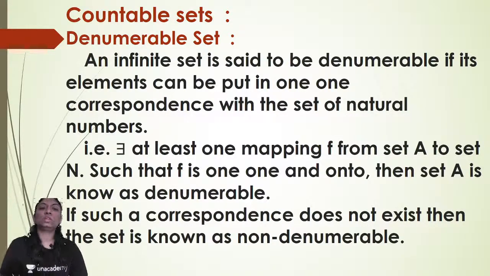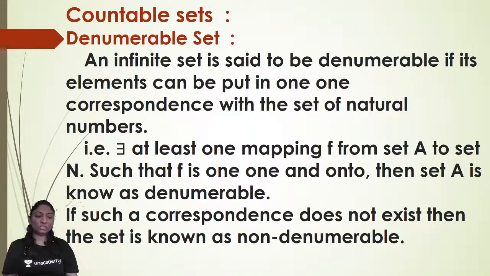What is the definition of countable sets? An infinite set is said to be denumerable if its elements can be put in one-to-one correspondence with the set of natural numbers. That is, there exists at least one mapping F from the set A to the set N such that F is one-one and onto, then the set A is known as a denumerable set. If such a correspondence does not exist, then the set is known as a non-denumerable set.